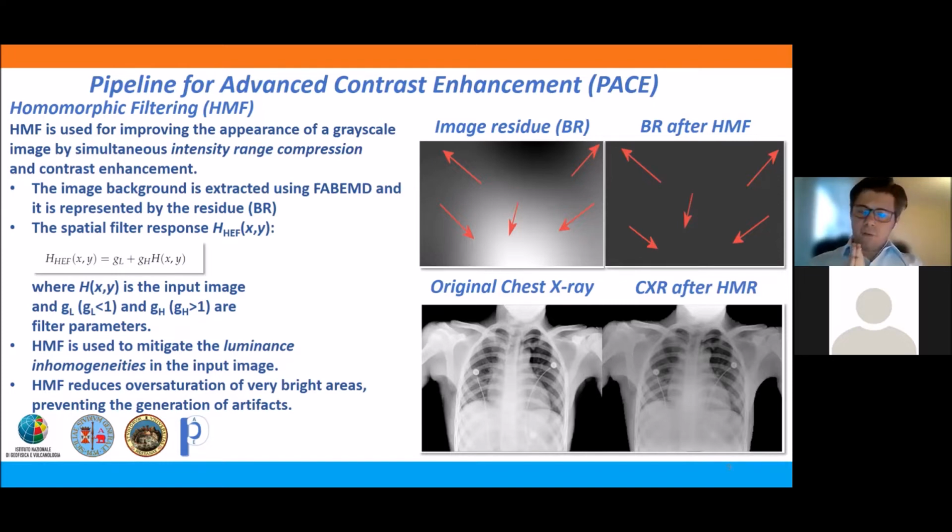And the mathematical formula behind the homomorphic filtering is visualized in the slide. There are two key parameters, GL and GH. These parameters are related to the response of the filter once applied to the input image. And these parameters are used in the iterative study as we described so far. Well, moving on.